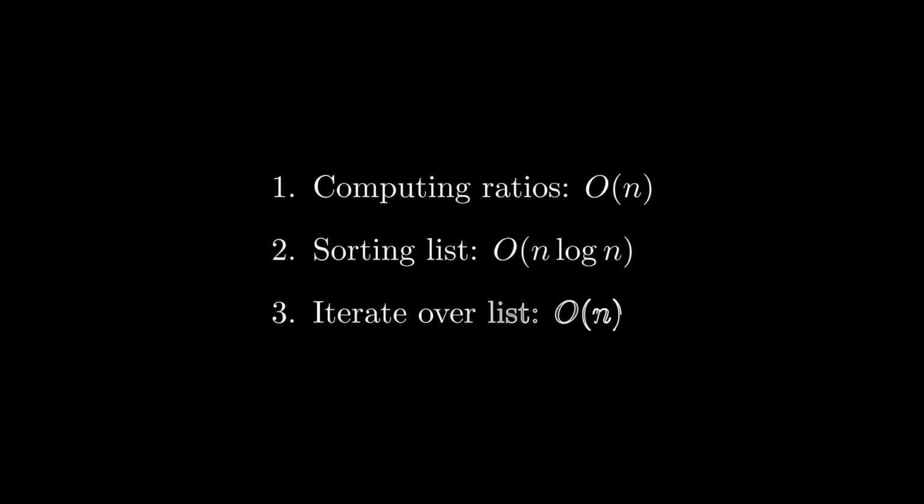Analyzing the complexity of this algorithm, we have that calculating the ratios for each item is O(n). Sorting via an efficient algorithm such as merge sort is O(n log n). And iterating over each element in the list to perform constant time comparisons is O(n). Therefore, the overall complexity is O(n log n).